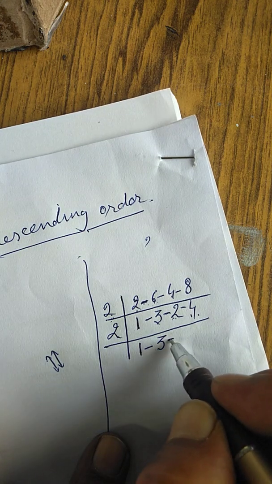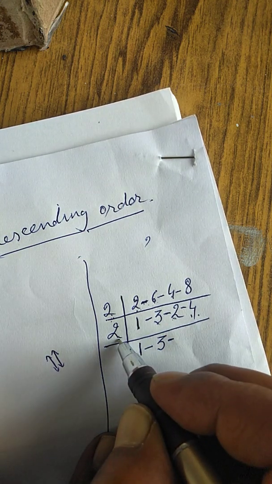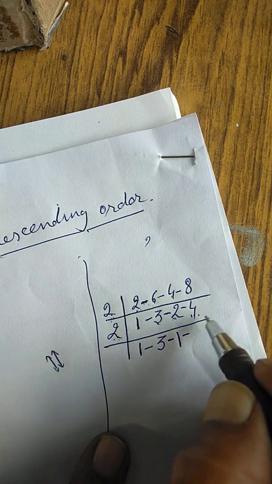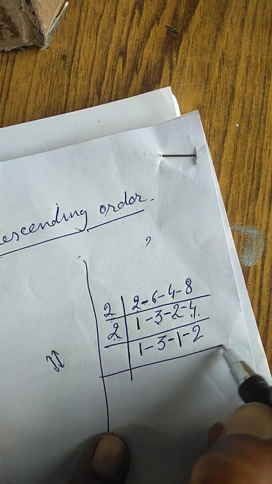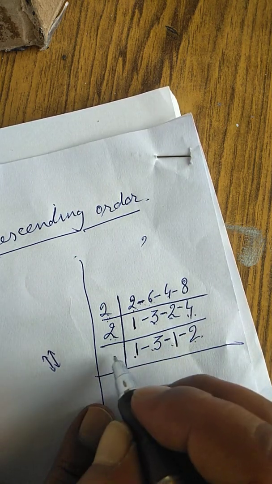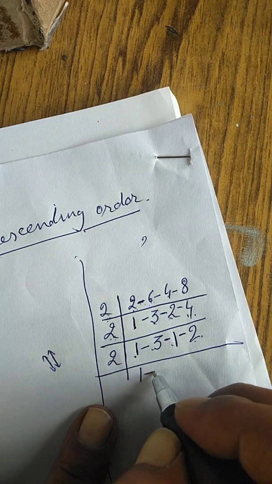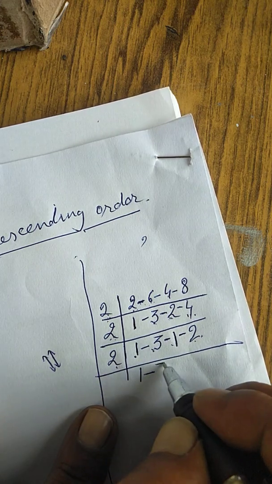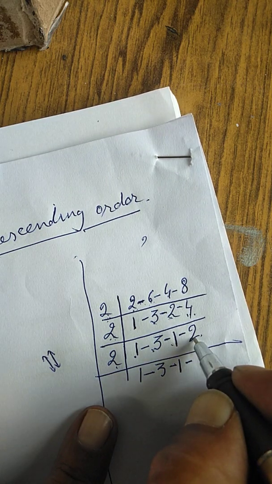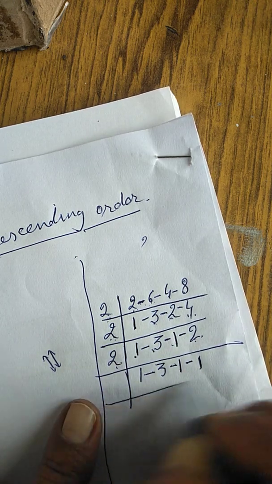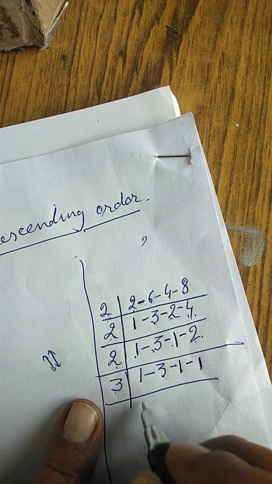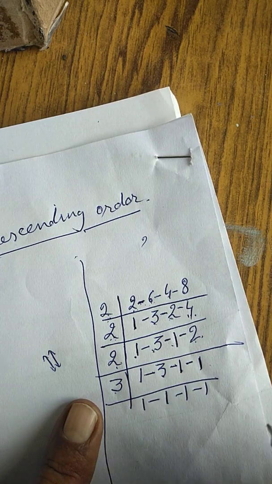3, dash, then 2 divided by 2 gives 1, dash, then 4 divided by 2 gives 2. Now I have 1, 3, 1, 2. Again I divide by 2: 1 remains 1, 3 is not divisible by 2, so we write it as it is, and 2 divided by 2 gives 1. At last we have 1, 3, 1, 1. The next prime number is 3. This 3 is divisible by 3, and we get 1, 1, 1, 1 in the last.